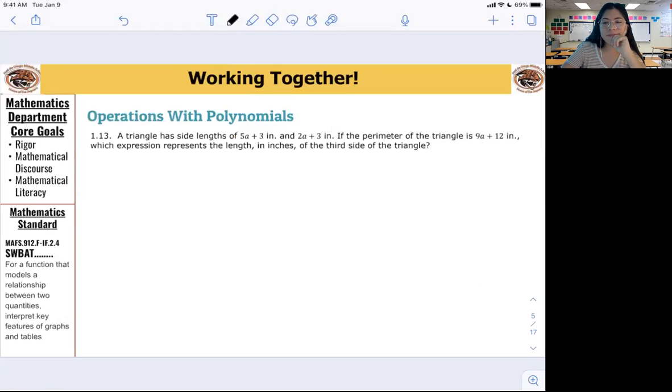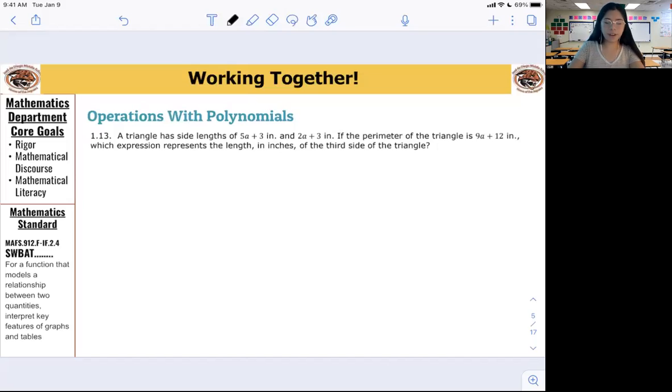Triangle has side lengths of 5a plus 3 inches and 2a plus 3 inches. The perimeter of the triangle is 9a plus 12 inches. Which expression represents the length in inches of the third side of the triangle? All right, so it's a word problem and it's describing a triangle. So what do you guys think? What would be a really good thing to do in order to visualize it a little bit better?